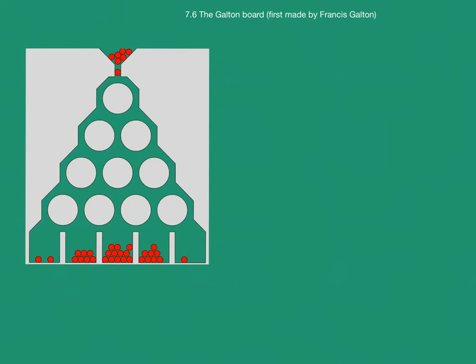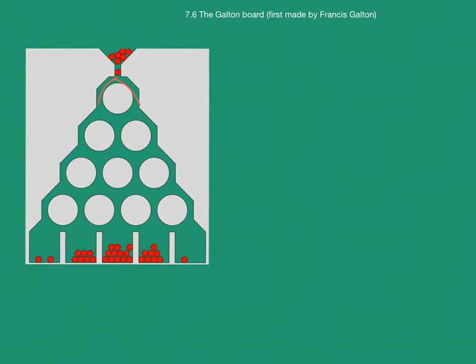Now, we could pretend that this little red ball here has a mind of its own, and whenever it encounters one of these pegs, it has a choice. It can go either left or right, so it could either go this way or it could go this way. And the chance of that is 50% either side. But it has to fall down on one of the two sides.